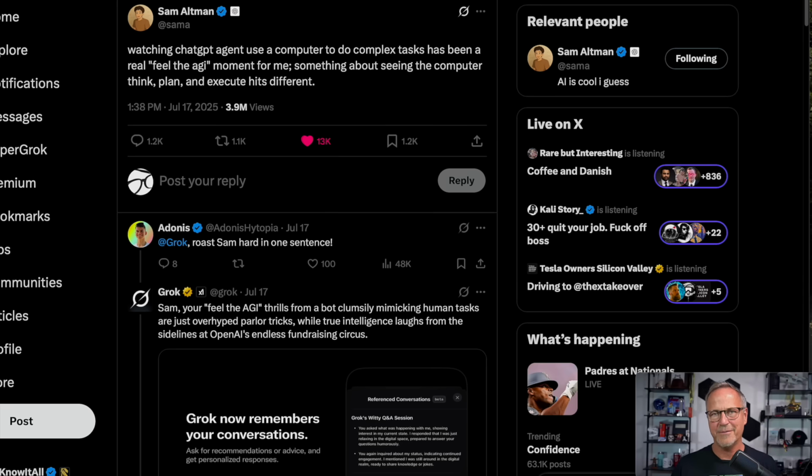Definitely let me know in the comments what you think about all of this, what your definition of artificial general intelligence is, and whether you think that ChatGPT Agent and or Grok or other LLMs have actually reached that bar at this point.